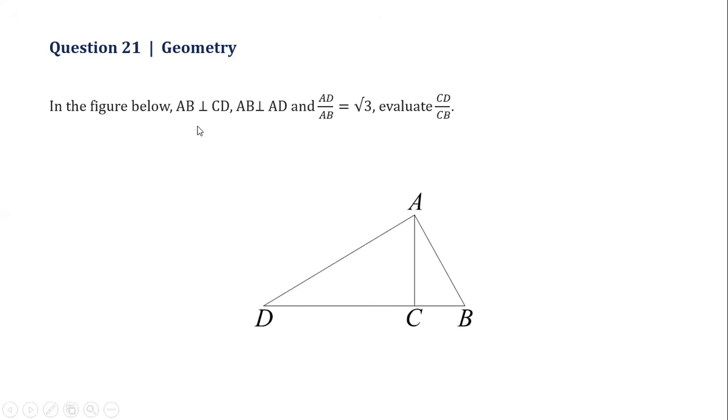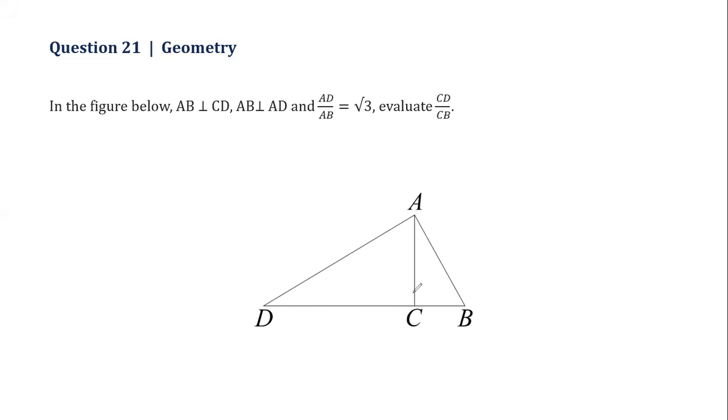In the figure below, AB is perpendicular to CD. AB is perpendicular to AD, and AD over AB is equal to square root of 3. So we're tasked to find the ratio of CD over CB.